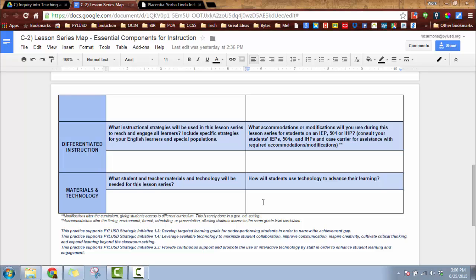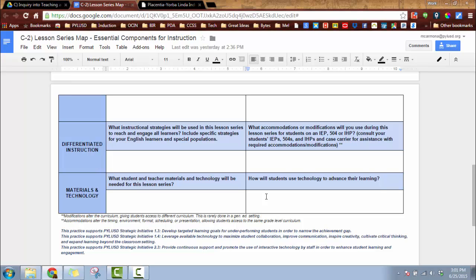So think to yourself, am I going to use Chrome carts to help students become familiar before their Smarter Balanced assessments or performance tasks? Am I going to allow them to bring their own device and do something that's highly engaging? So think through those things on this form.